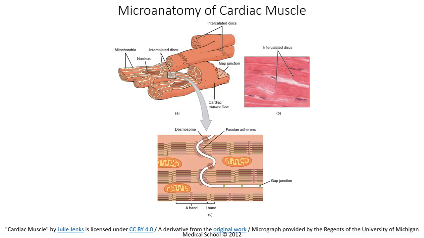Sarcoplasmic reticulum of cardiac muscle cells are going to store only a few calcium ions. So most of the calcium for muscle contraction here in the heart has to come from outside of the cell. And this means that we have a slower onset of contraction, but we have plenty of mitochondria so that we can generate that cross-bridge cycling for those contractions. And they are also going to undergo aerobic respiration, just like skeletal muscle tissue does.